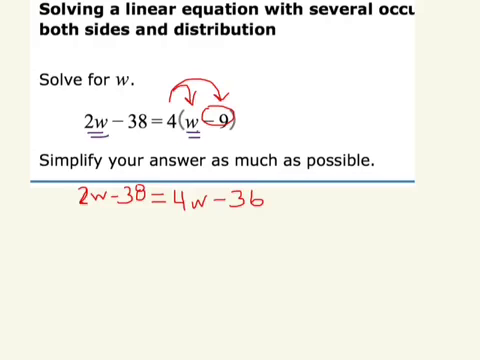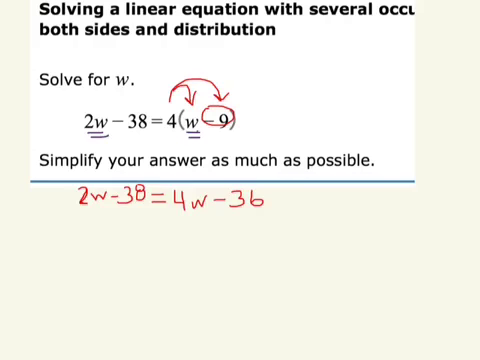Now I just copied down the left side of the equation, which is going to stay the same. 2W minus 38. So we're going to simplify this now, or try to solve for W's. We've got 2 of some number, take away 38, is the same as 4 of some number, take away 36.